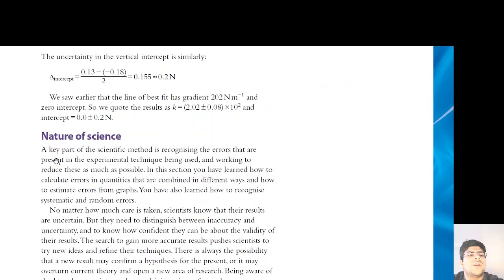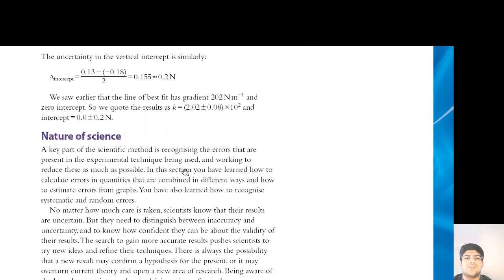Now let's see the nature of science here. A key part of the scientific method is recognizing the errors. Yes, we need to recognize the errors that are present in the experimental technique being used, and work to reduce these as much as possible.